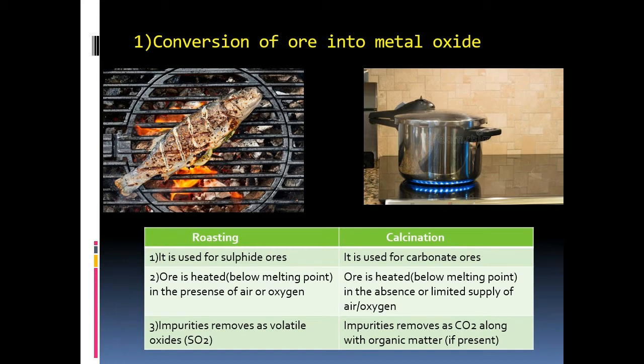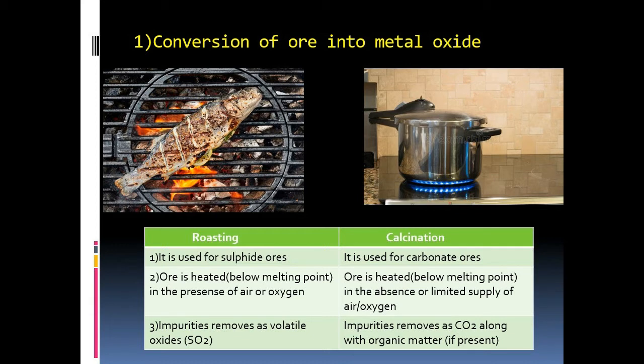Here the pressure cooker. For the pressure cooker, at the bottom we are giving the heat, but here we are closing the lid. There will be no air flow. So here there is no supply of air or oxygen, but we are giving heat. So this is the major difference between roasting and calcination. In roasting, we give heat in the presence of air. But in calcination we give heat in the absence of air.